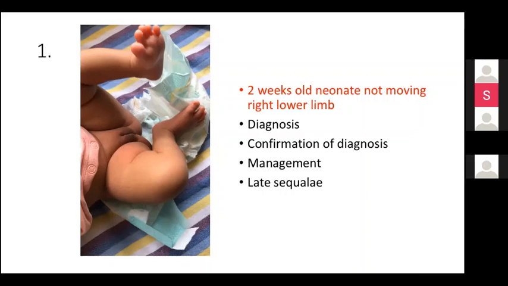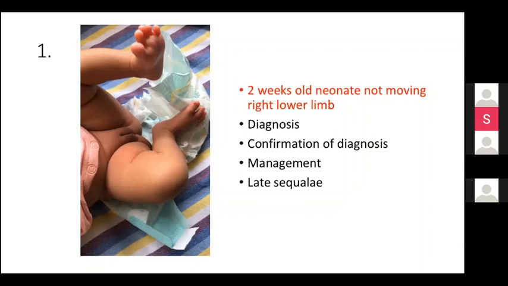What are the late sequelae of septic arthritis in a wandering hip joint at this age group? Tom Smith arthritis. Tom Smith arthritis is the name given for septic arthritis of infants, the neonates. Okay, I agree with that. What are the late sequelae?